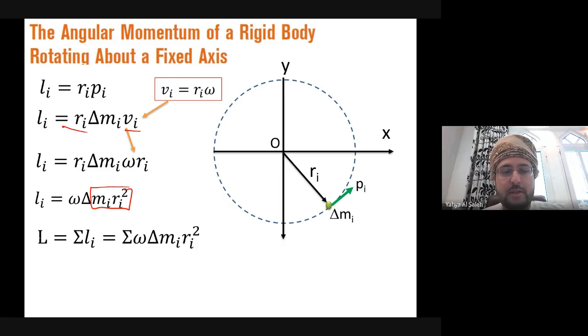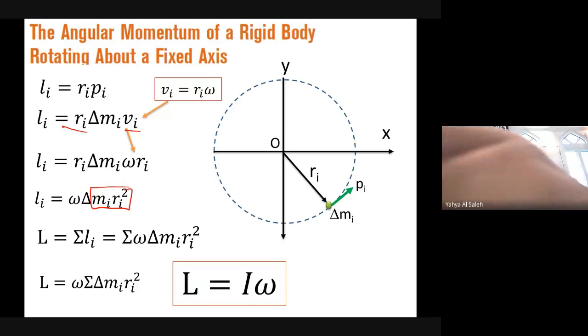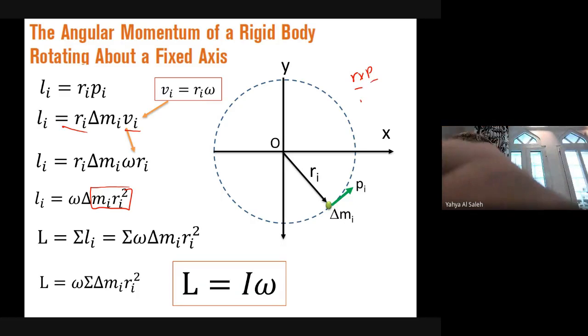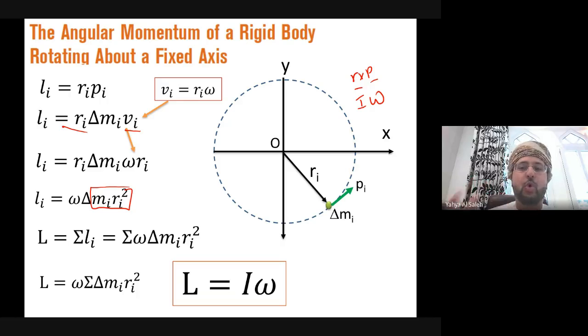So my L, my total angular momentum for this thing, is the sum of all the tiny Li's, which I can actually write down as I omega. So in the previous few slides, when some of you said it is r cross p, and some of you said it is I omega, you were both right. You were both equally right. We can either use I omega or r cross p. For rigid body, fixed axis, L equals I omega.